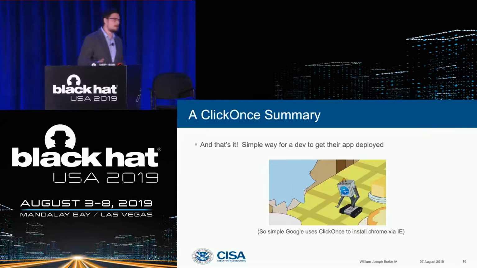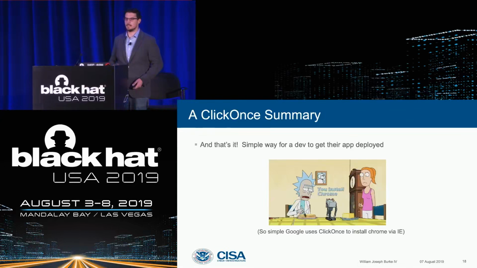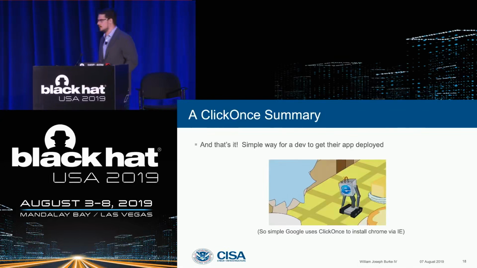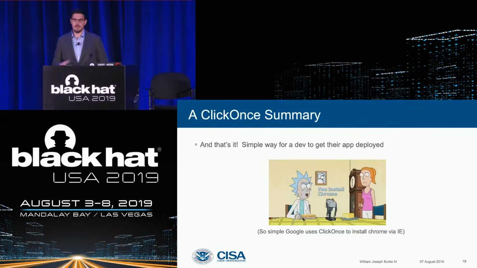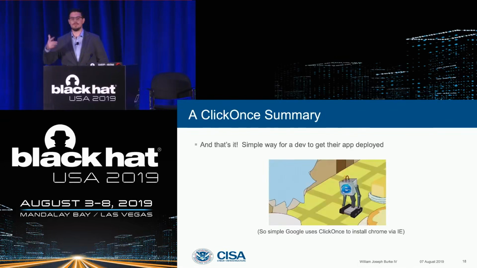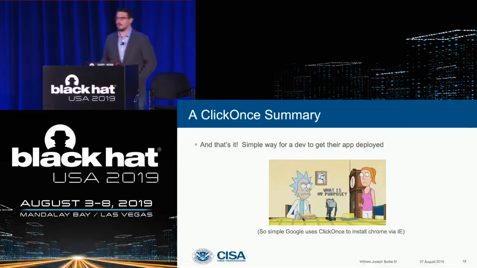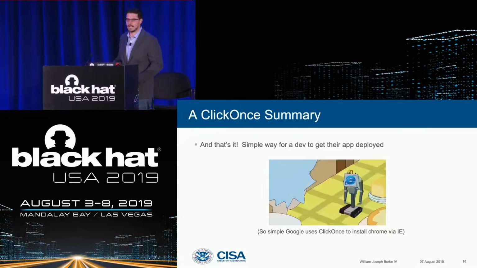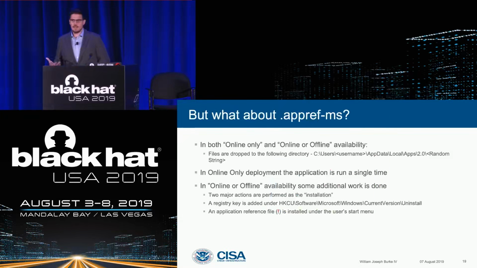So we have our method of getting the application deployed, and while I was setting up my lab images and working through Win 10, I went to install Chrome and noticed that Chrome was installed through Internet Explorer by a ClickOnce deployment package. So just setting up the lab, I came across a real-world example where ClickOnce is actually used to get things executed. So that's cool and all, but how does Appref MS specifically actually tie into all this, right?